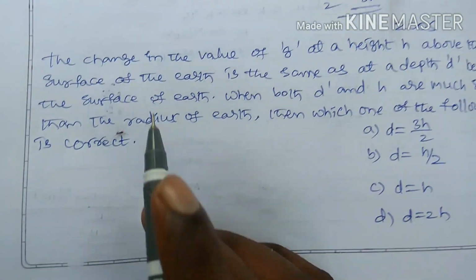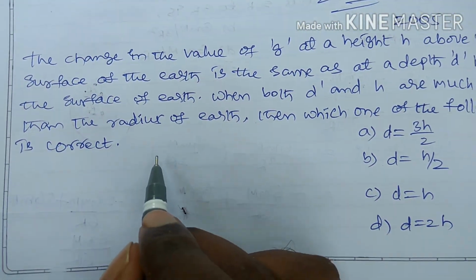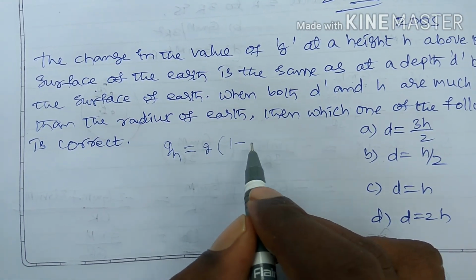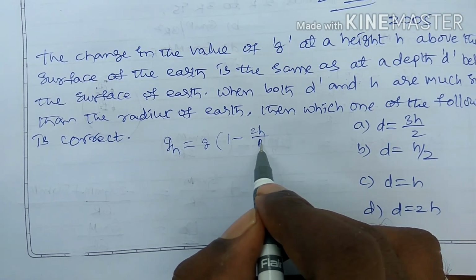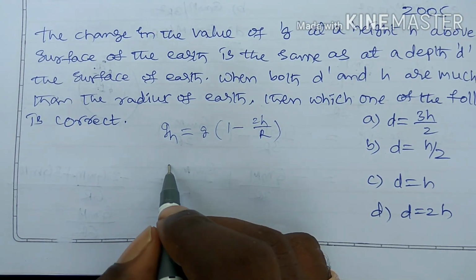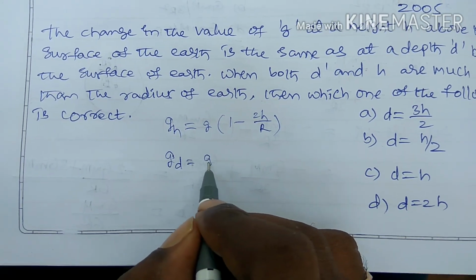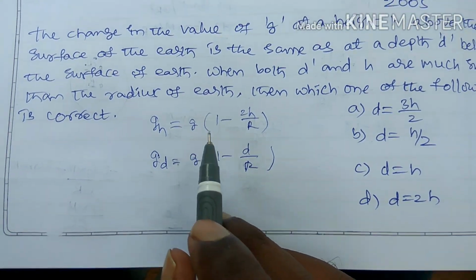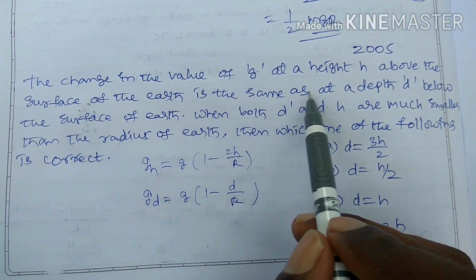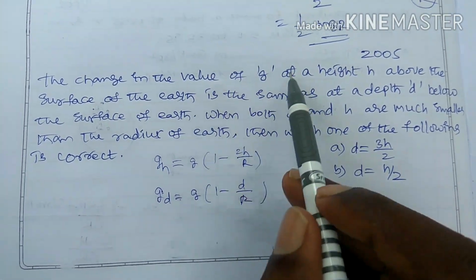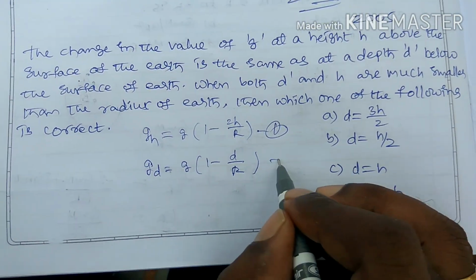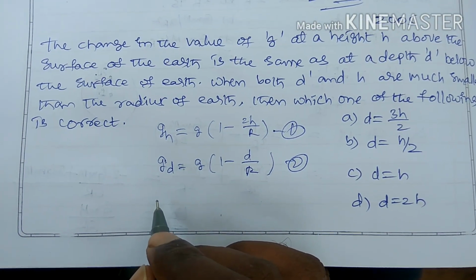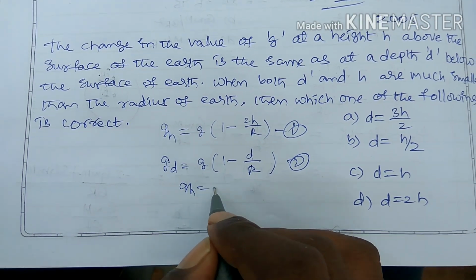Then we can write the acceleration due to gravity at height h, gh, is equal to g into (1 minus 2h by R), and similarly at depth, gd is equal to g into (1 minus d by R). By the given data, these two will be equal. So this is one equation and the second equation. If we compare these two equations, then by the data gh is equal to gd.